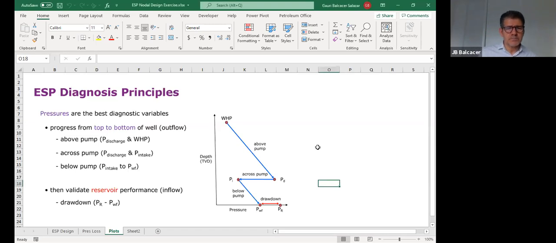So here we have the ESP system, pressure system. We have the wellhead pressure. Let's start from the reservoir right here, downhole. The reservoir pressure. We have a drawdown up to the wellbore, and then we have an extra drawdown pressure to the intake of the pump, and then the work done by the pump in terms of increasing pressure. So we have the discharge pressure, and from there to the wellhead pressure.